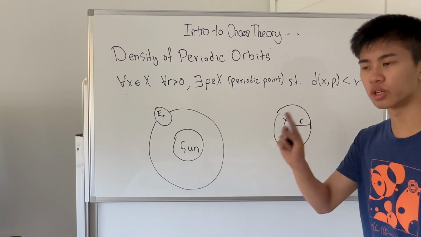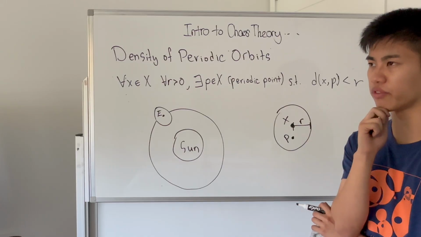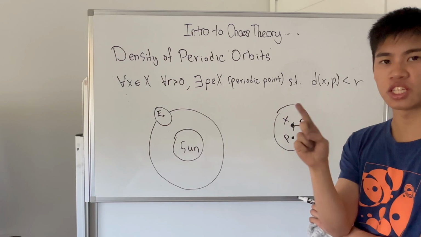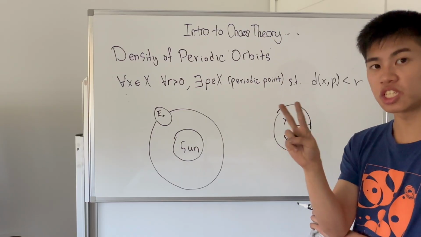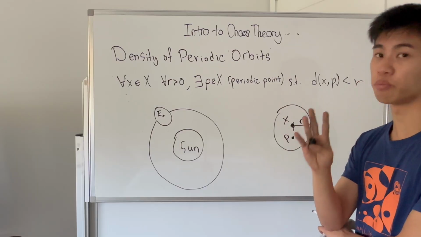So again, just to review, a chaotic dynamical system, or the butterfly effect, consists of 4 key things: the fact that it's deterministic, its sensitivity to initial conditions, topological transitivity, and the density of periodic orbits.